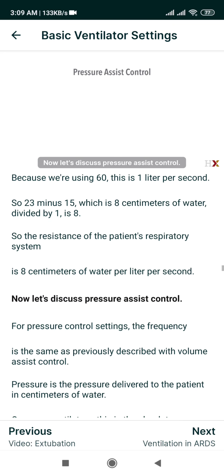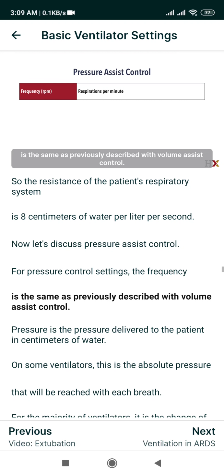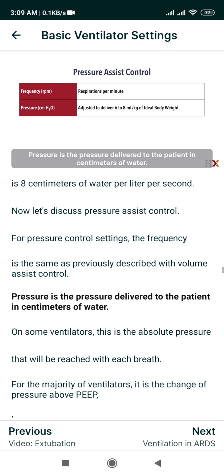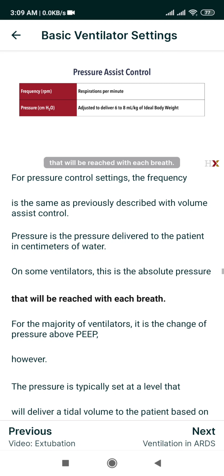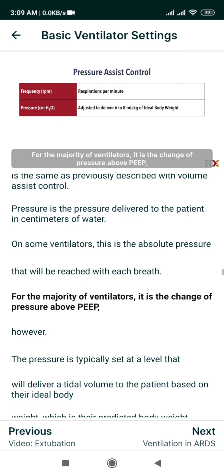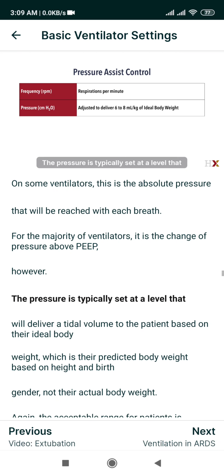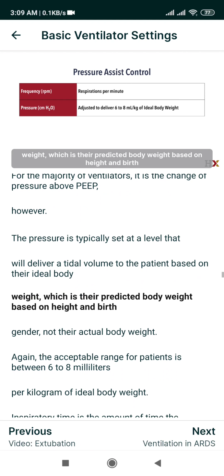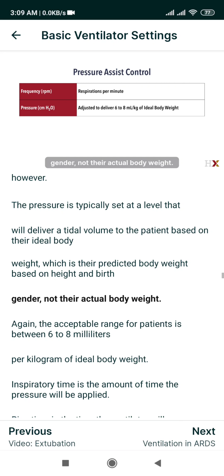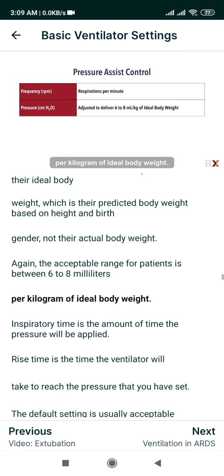Now let's discuss pressure assist control. For pressure control settings, the frequency is the same as previously described with volume assist control. Pressure is the pressure delivered to the patient in centimeters of water. On some ventilators, this is the absolute pressure that will be reached with each breath. For the majority of ventilators, it is the change of pressure above PEEP, however. The pressure is typically set at a level that will deliver a tidal volume to the patient based on their ideal body weight, which is their predicted body weight based on height and birth gender, not their actual body weight. Again, the acceptable range for patients is between 6 to 8 milliliters per kilogram of ideal body weight.